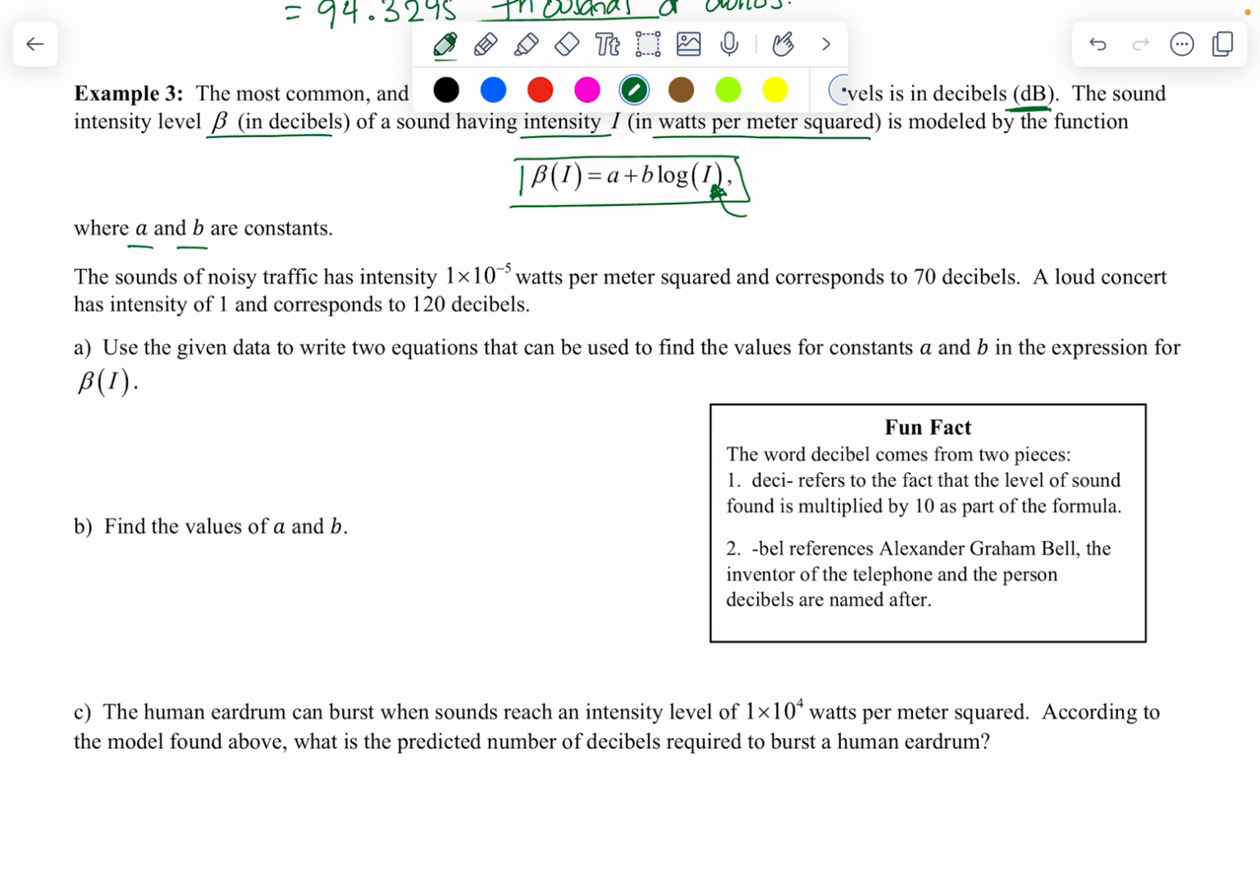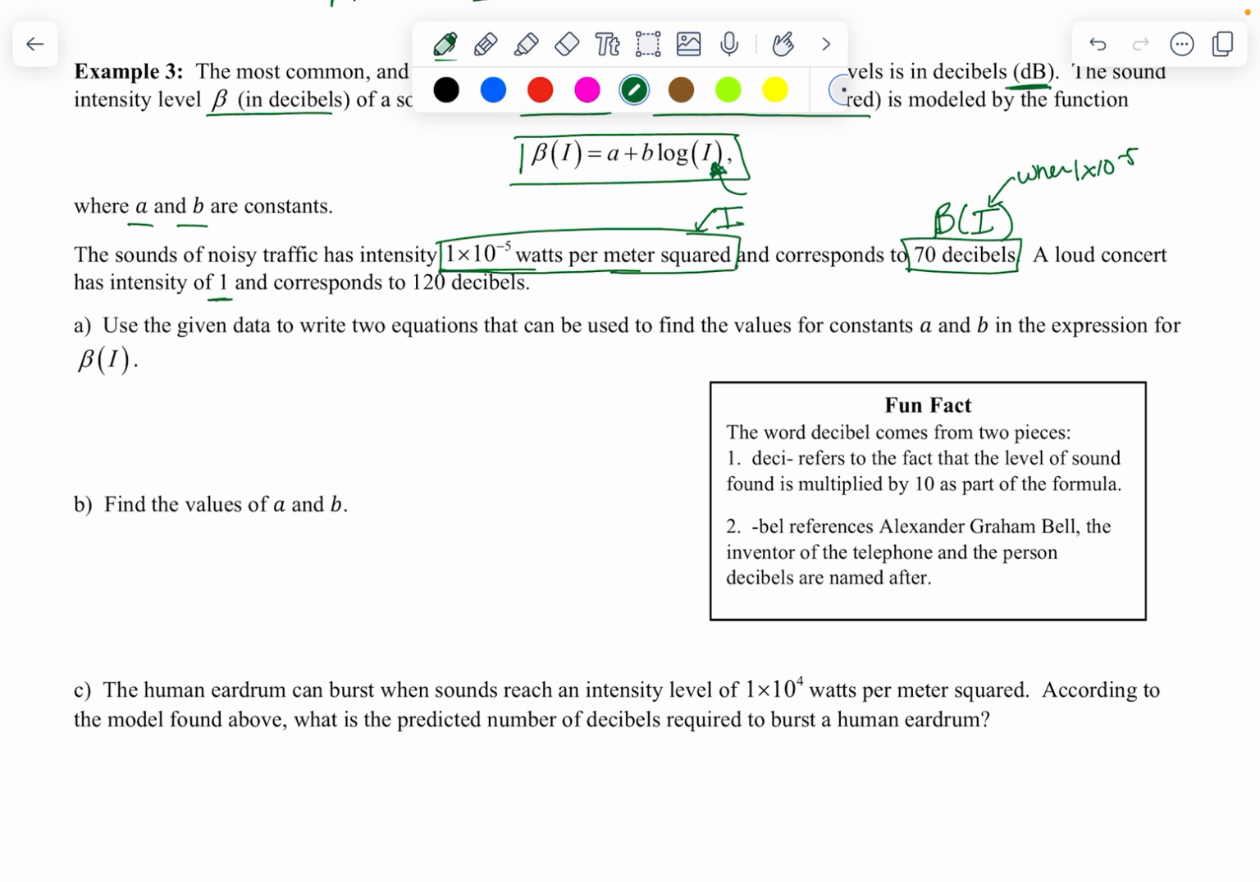The sound of noisy traffic has an intensity of 1 times 10 to the negative 5th watts per meter squared. So this number that they just gave us is our intensity, and it corresponds to 70 decibels. So this is our B of I when I is 1 times 10 to the negative 5th. A loud concert has an intensity of 1. So this is our second point for I, and 120 decibels.